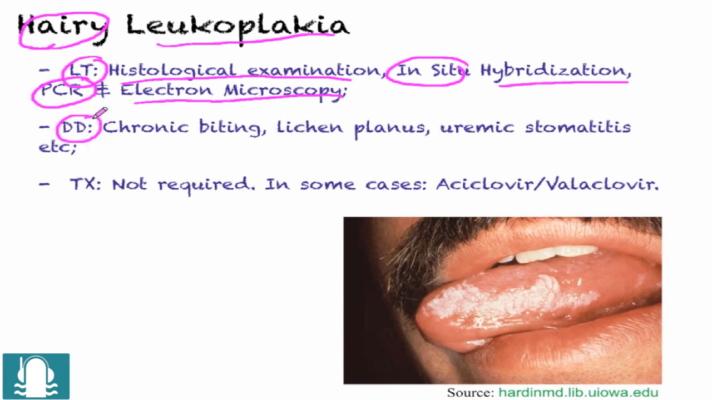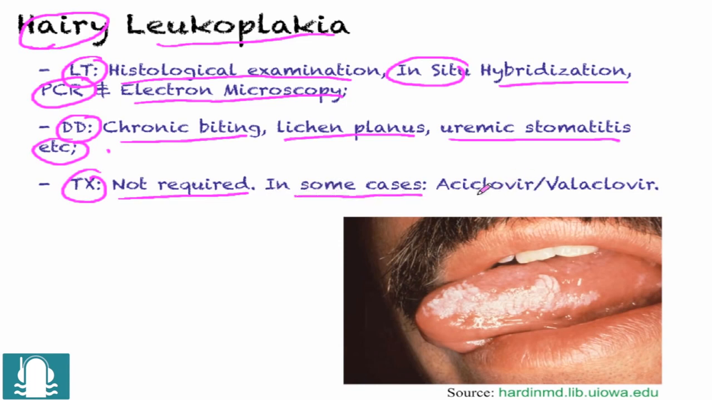The differential diagnosis is chronic biting, lichen planus, uremic stomatitis, and others. The therapy for this lesion, usually none is required, but in some cases, acyclovir and valacyclovir, which are antiviral drugs, have been seen to cause an improvement.